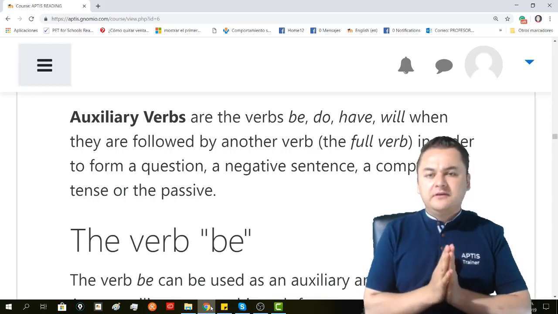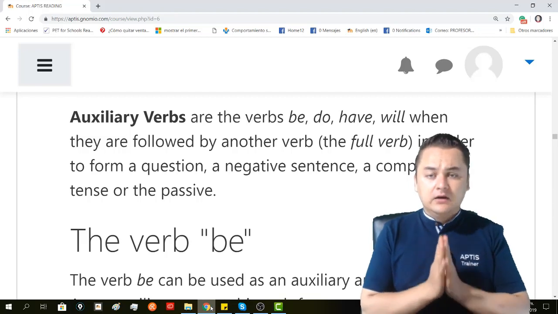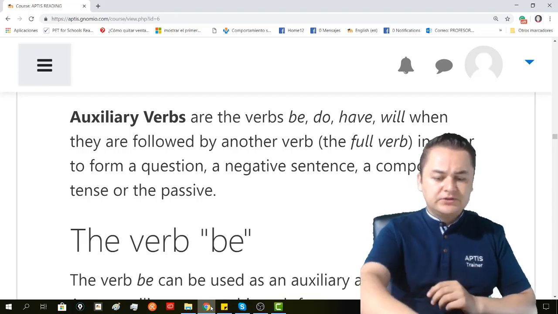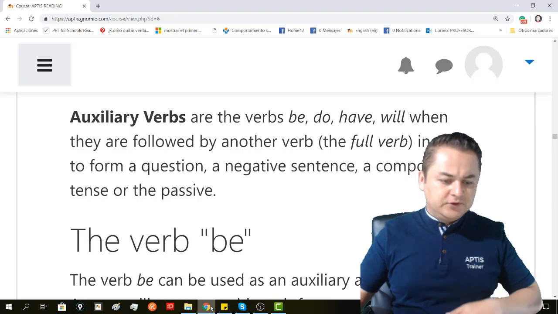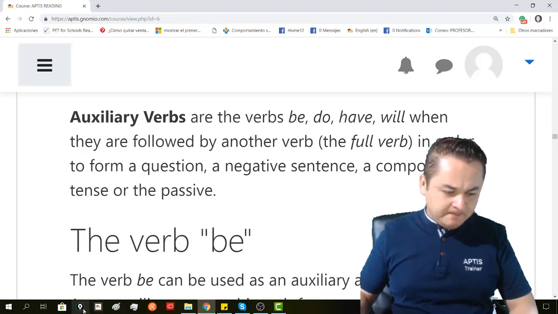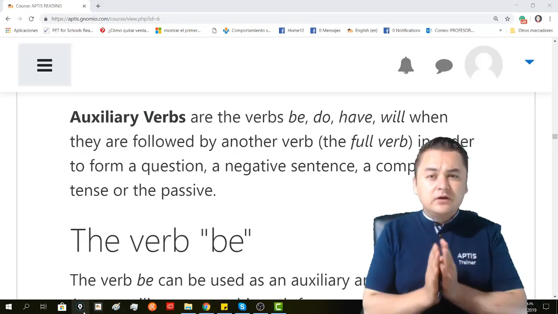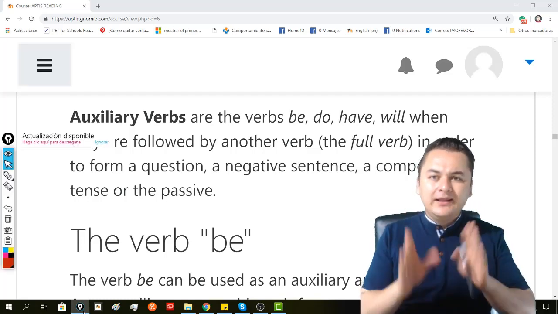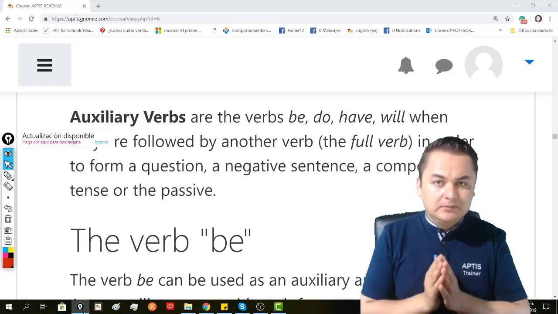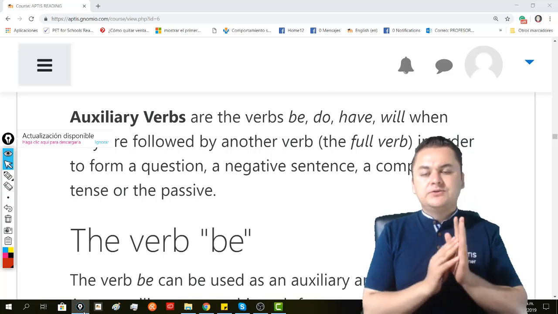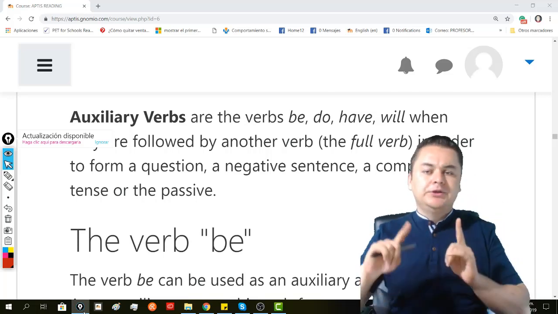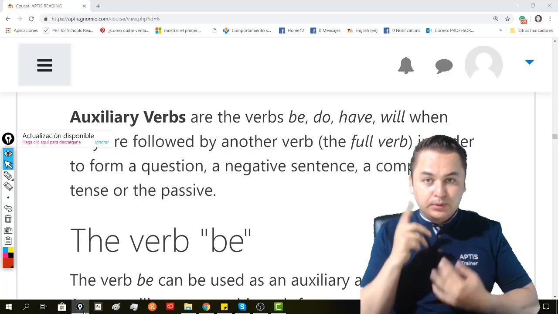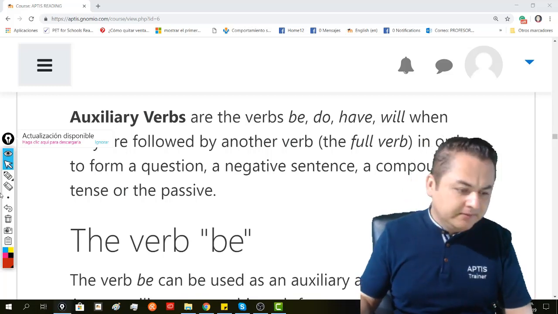The most important thing for you to understand is that auxiliary verbs are used basically for two purposes. When you think about an auxiliary verb, think about this. Maybe in your own language, you need no help when you are going to say no or when you are going to ask a question. But in English, it is necessary.